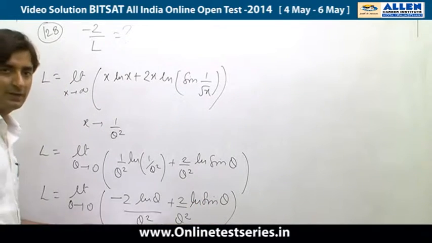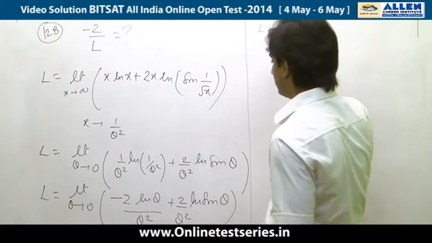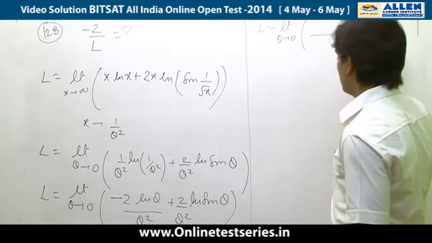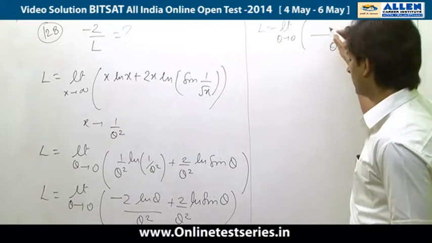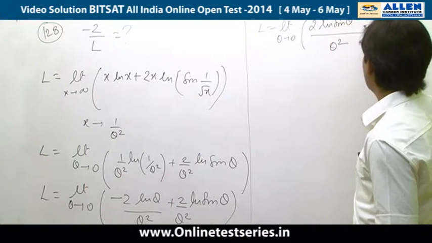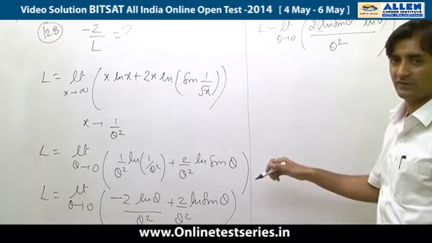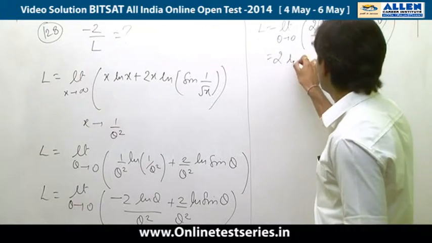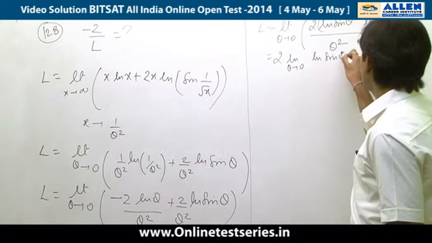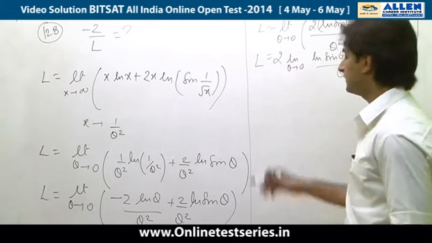Taking the LCM as theta square, we get L is equal to limit theta approaches 0, denominator theta square, and we have 2 ln sin theta minus ln theta. 2 is also taken as common. This 2 can come outside, and we get 2 times limit theta approaches 0 of (ln sin theta minus ln theta) upon theta square. This is L.